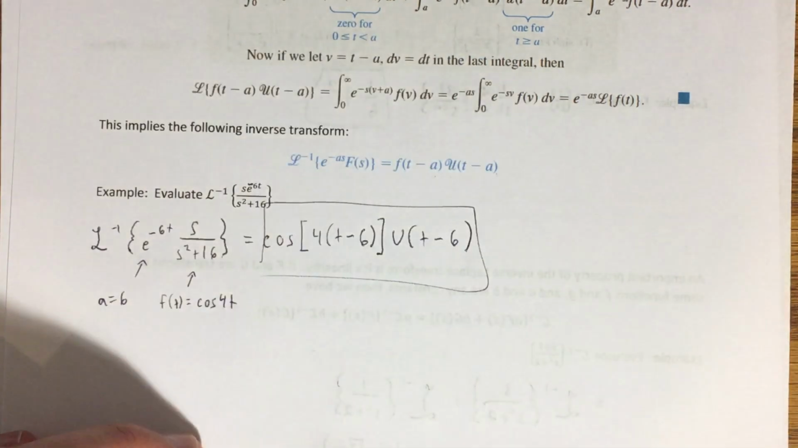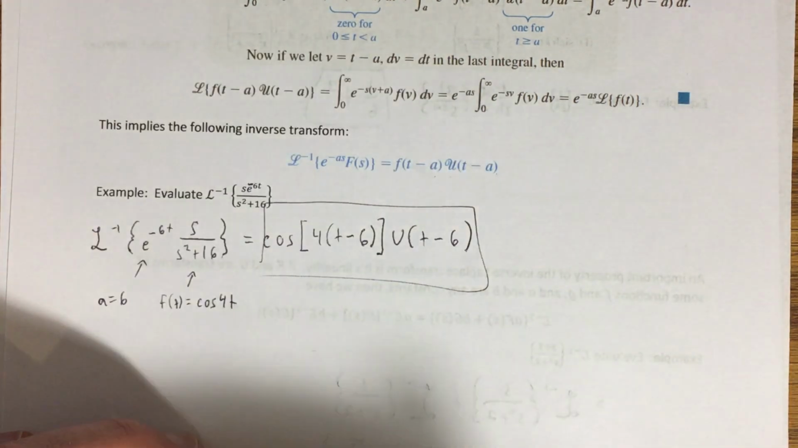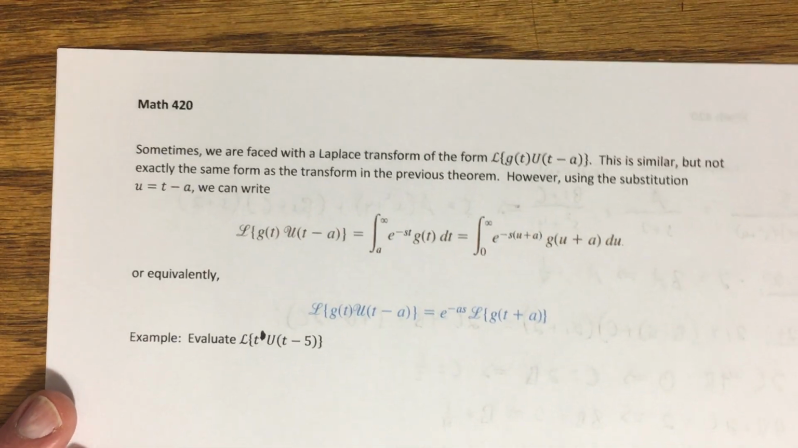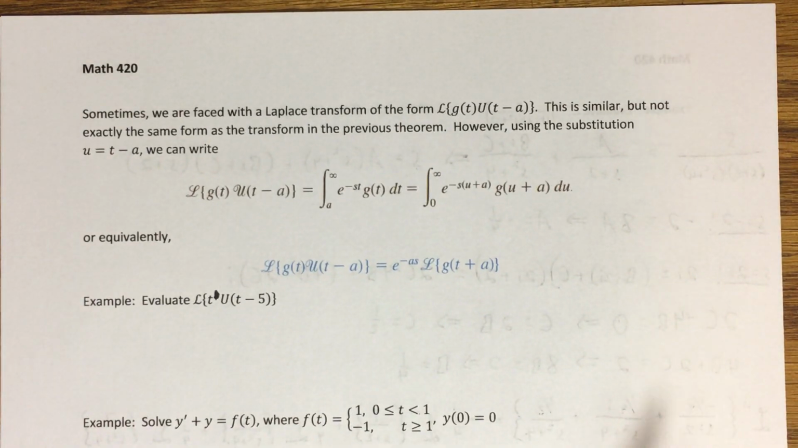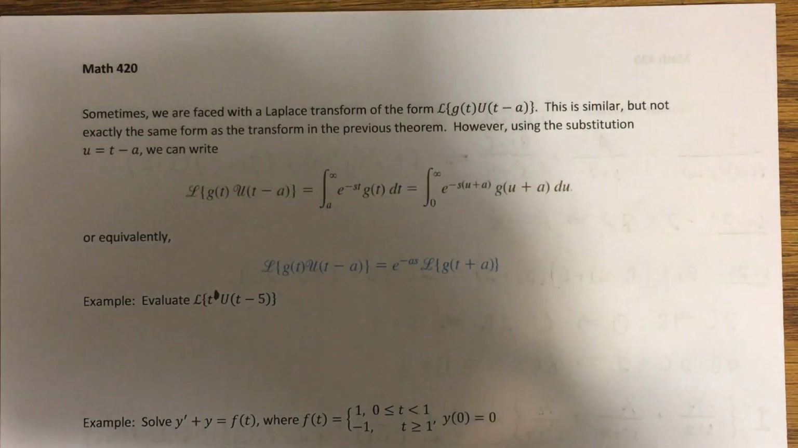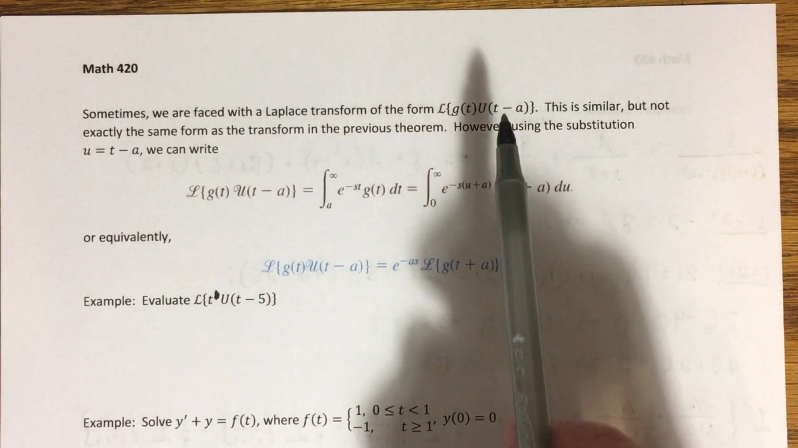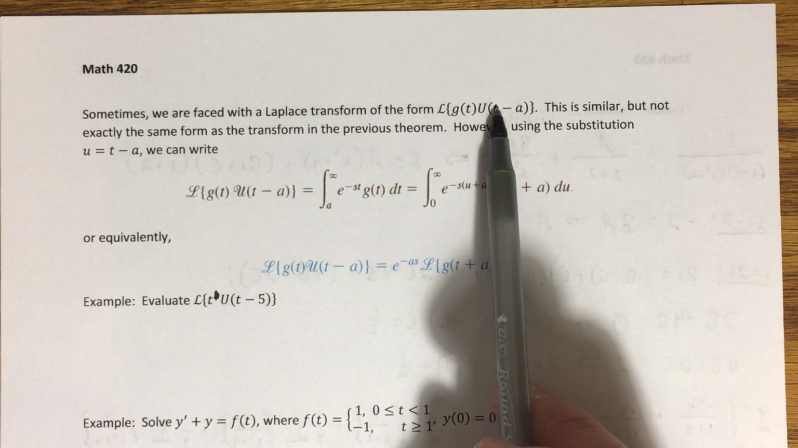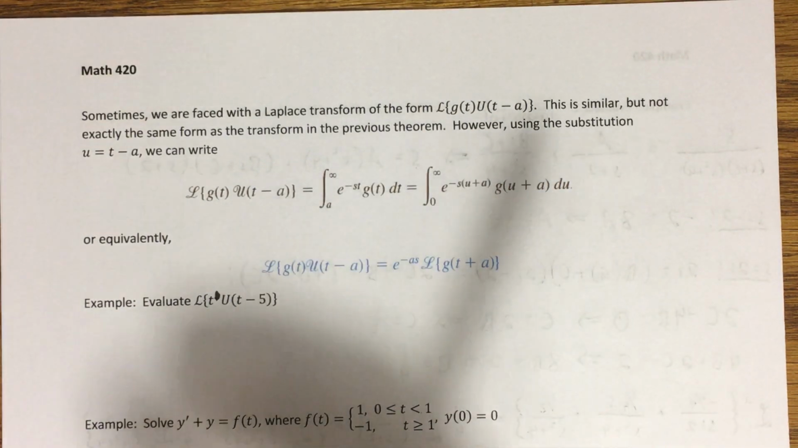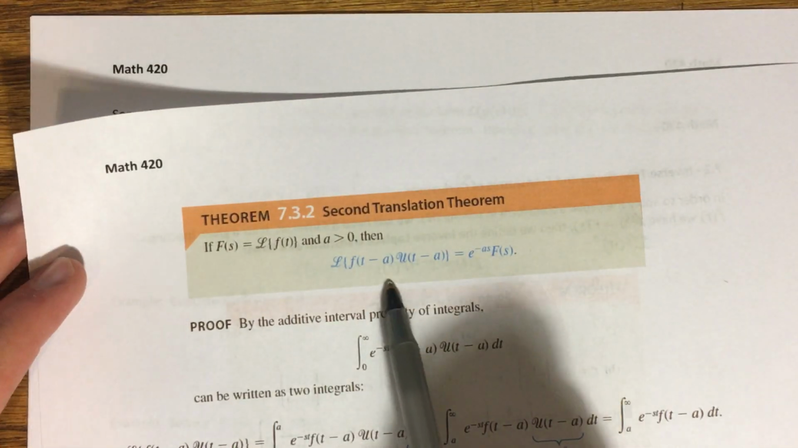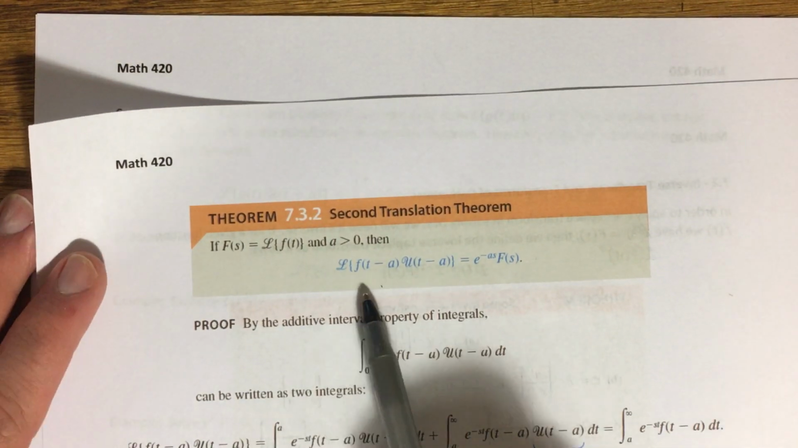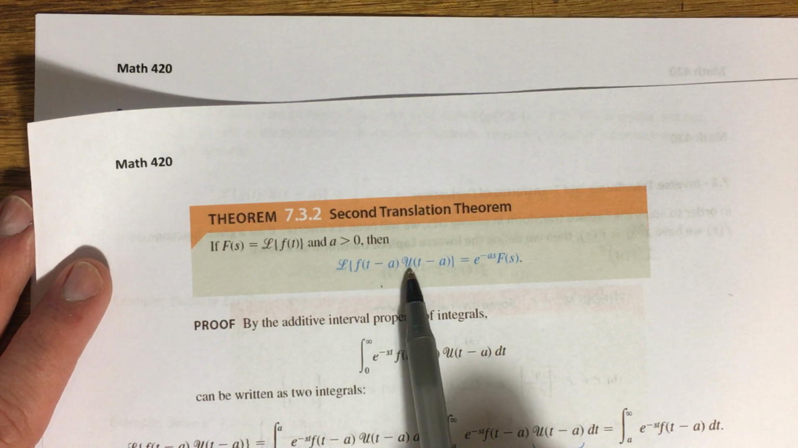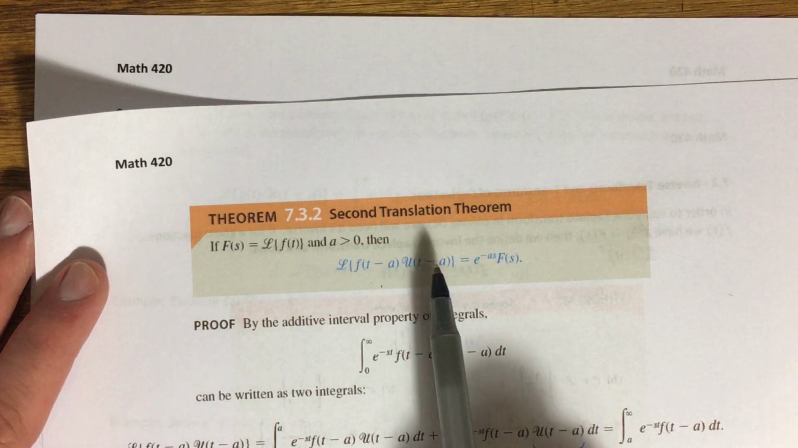So this is the inverse Laplace transform that we're getting from our second translation theorem. All right. Now, sometimes we have to find the Laplace transform of a function that looks similar to what we got from our second translation theorem, but is not exactly the same. So let me come back to this for a second. This translation theorem is useful for evaluating functions of this form. Some function of t minus a times u of t minus a.